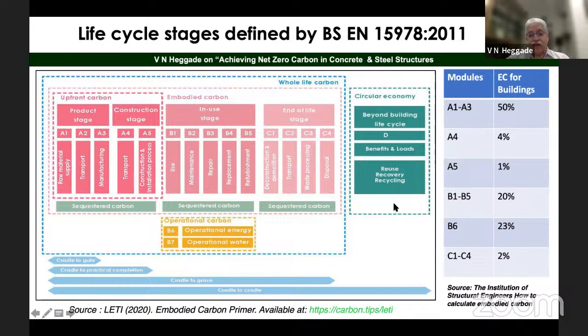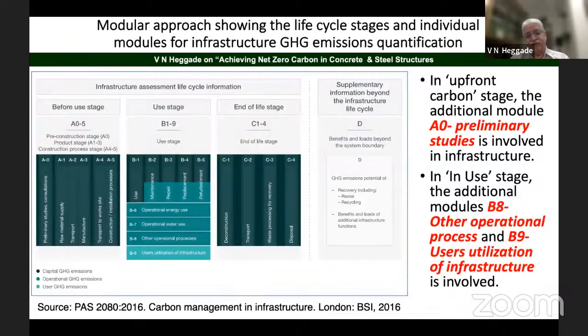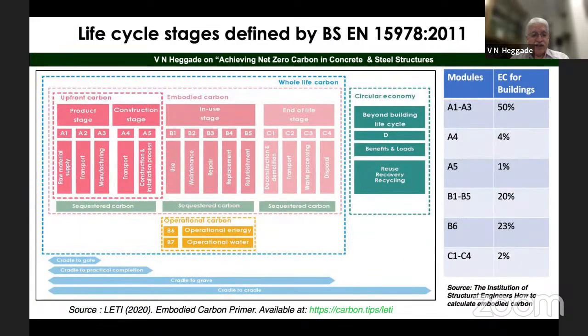And if circularity is used, whatever materials or components of the structure can be reused once again, then it is called the cradle to cradle. So this concept we'll be discussing going forward. That was for the building sector, as you can see here.